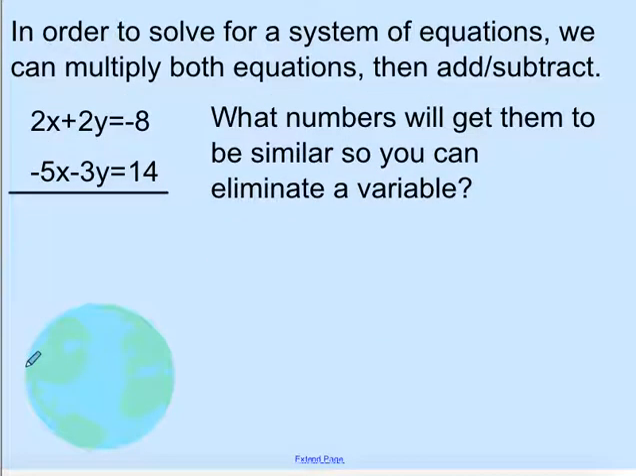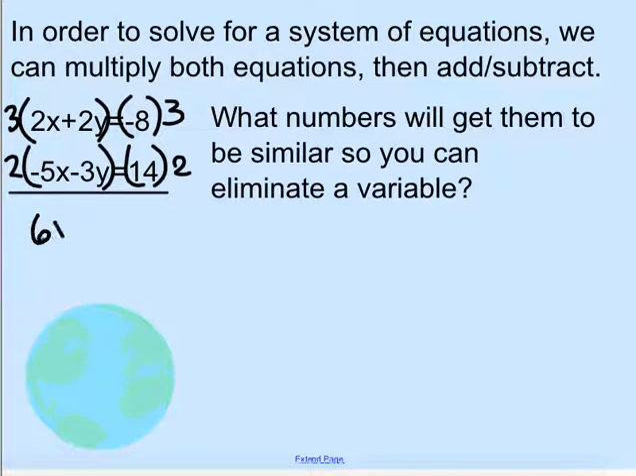Okay, so in this case, if I look at 2x and negative 5x, 2y and negative 3y, maybe I multiply to get rid of the y's. They have a common multiple of 6, so all I would have to do is multiply the top equation by 3 and the bottom equation by 2. Since one is positive and one is negative already, I will end up with opposites.